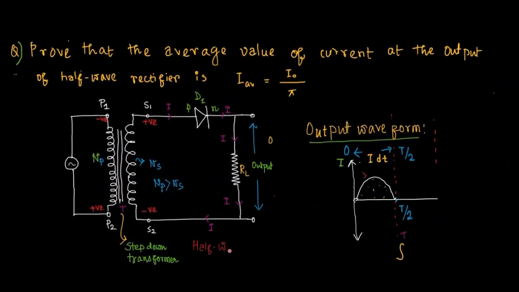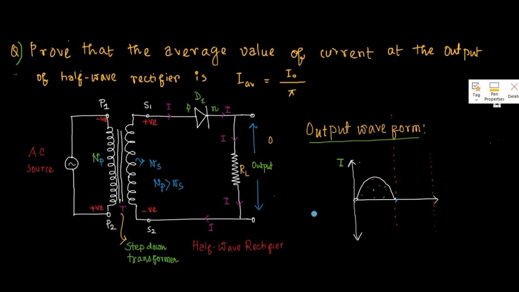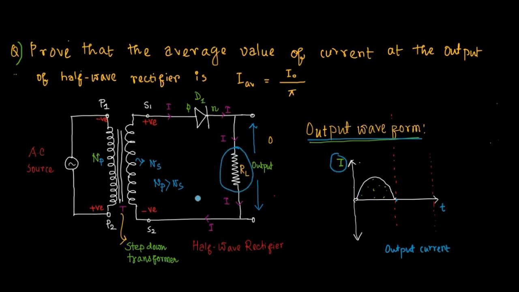In the diagram, a half-wave rectifier is shown. An AC source is applied at the input of the half-wave rectifier, and the output waveform is also shown. The current I obtained at the output across the load resistance RL is plotted along the vertical axis, and this current is actually passing through the PN junction diode D1.